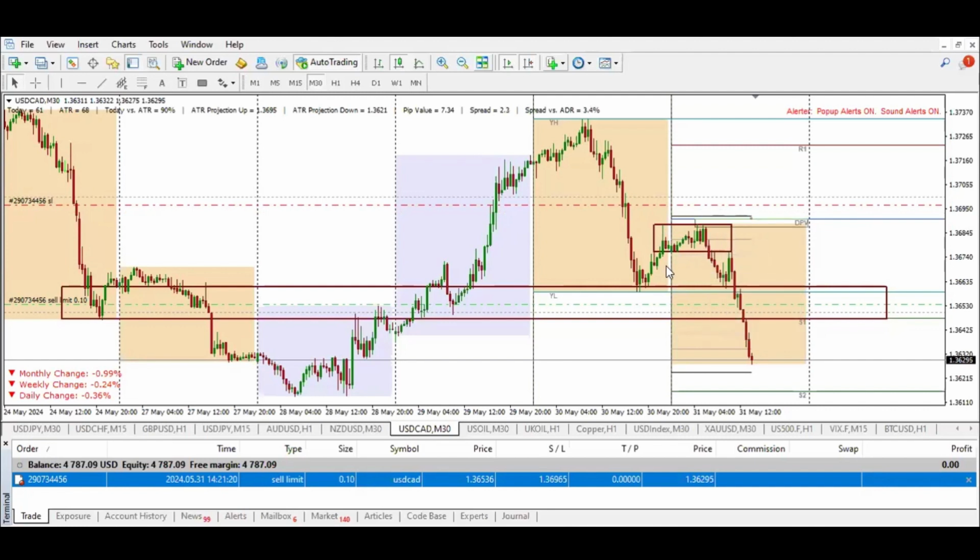Now, this is simply the rule. If I was buying, for example, from the same area, this is the next swing point I'm seeing, right? So my stop loss would be just below it. That's what I'm trying to say.